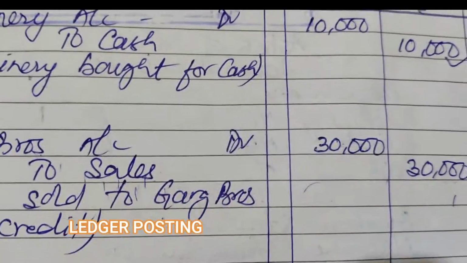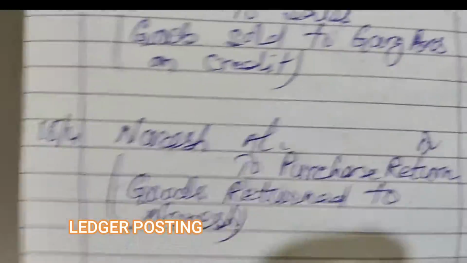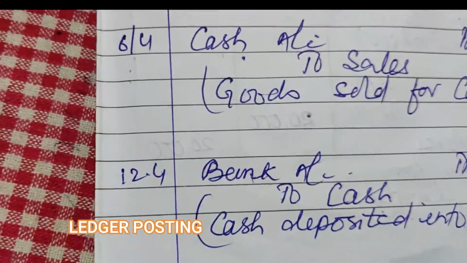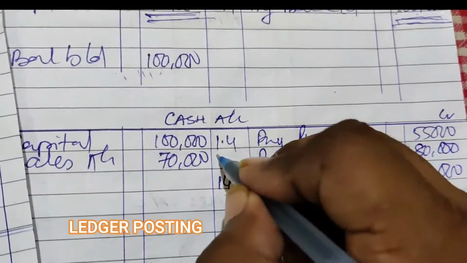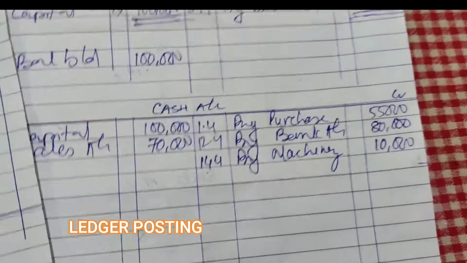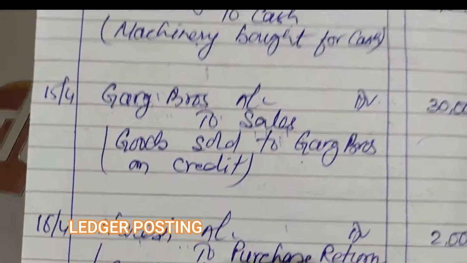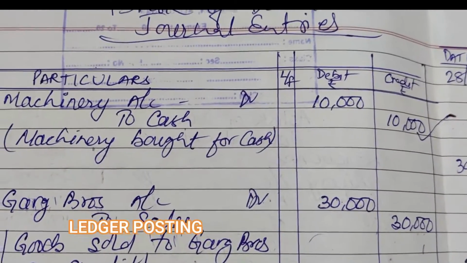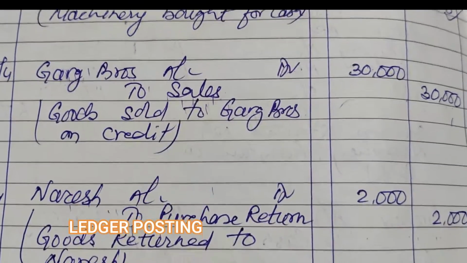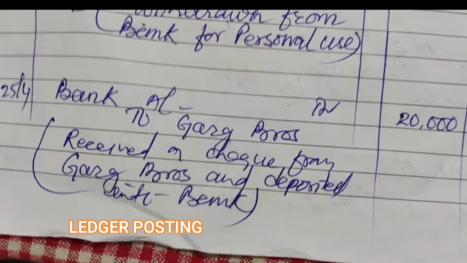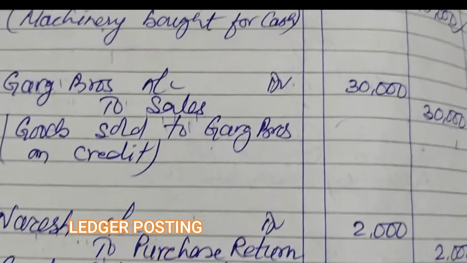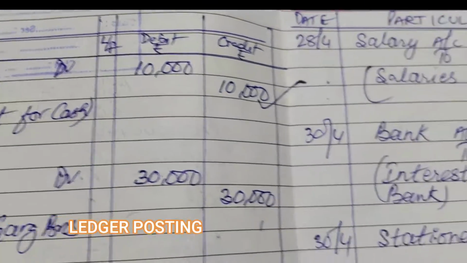The date is 14. Before that, the bank entry date was 12 April: bank account debited to cash account on 12 April. Now next, we have to see cash here. This one is done. Whichever one is done, you go and tick. Cash account: there is no cash account here. There is no cash account. This one is done.